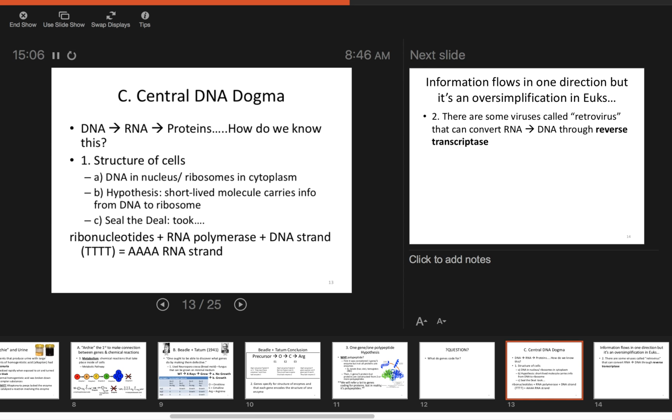Okay. All unicorns can giggle, right? Where's the T? T is DNA. And then they said, okay, so the strand is TTTT. Let's just see if an RNA strand, made up of a bunch of A's, is made, and it was. So they know that RNA is this intermediate molecule that transfers that information from DNA to the ribosomes to make proteins.